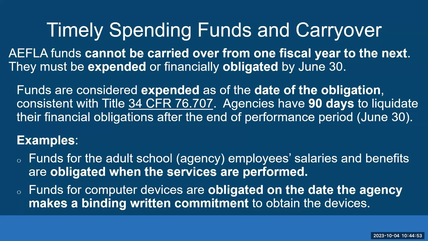Financial obligation is defined in the regulation as orders placed for property, services, contracts, and similar transactions that require payment. If you purchase something in April, May, or June that will be received after June 30th, the agency will need to maintain written commitment documentation, such as a purchase order, signed contract, or a specific description and cost of the item that you ordered. And that's pretty much it for timely spending of funds and carryover.